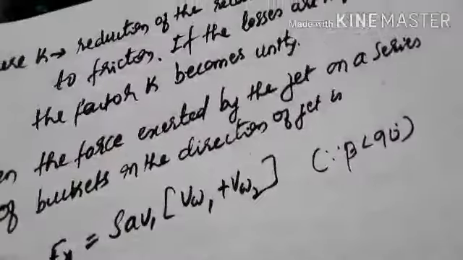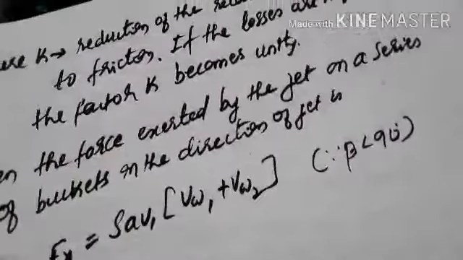Why the plus sign here? Because beta is an acute angle, less than 90 degrees. The work done per second is Fx into u, the force multiplied with the velocity of the vane. Then substitute the value of Fx here: rho a V1 into bracket Vw1 plus Vw2 into u.